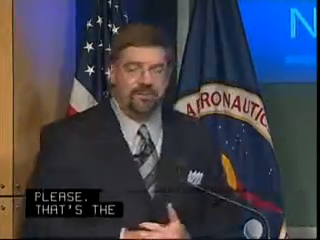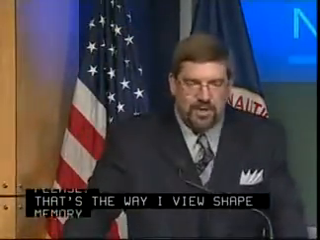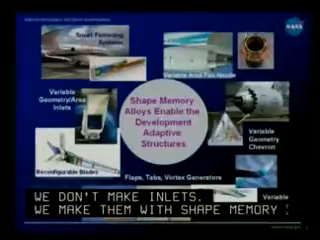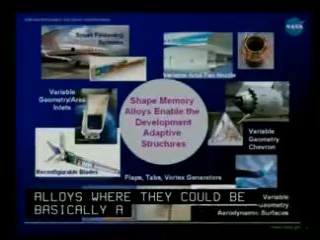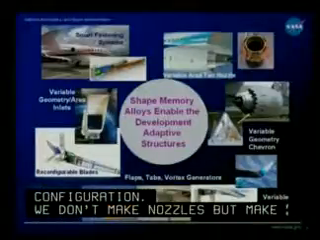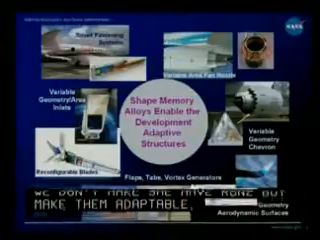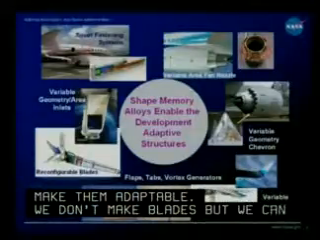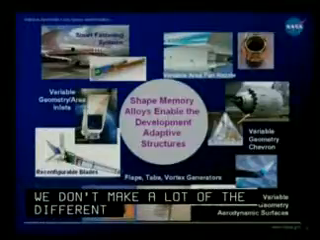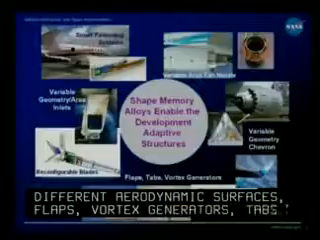shape memory alloys. We don't make inlets, but we make them with shape memory alloys where they could be basically a variable geometry configuration. We don't make nozzles, but we make variable geometry nozzles. We don't make chevrons, but we make them adaptable. We don't make blades, but we can make them reconfigurable. In fact, we don't make a lot of the different aerodynamic surfaces, flaps, vortex generators, tabs, that kind of thing. But we can make them adaptable and smart.